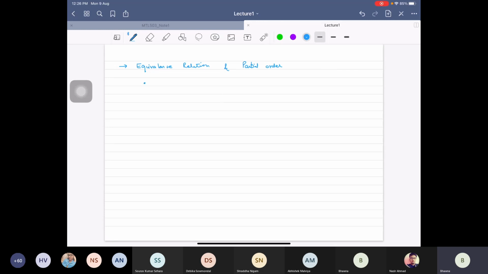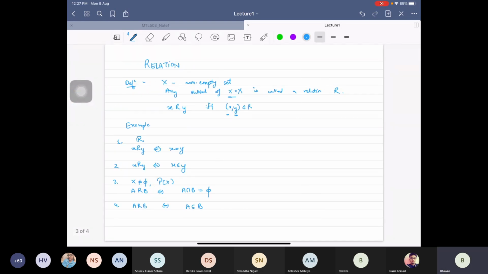That is, reflexivity. We say that a relation is reflexive if and only if every element is related to itself. So if x is related to x for all x in the particular set, then we say that this relation is reflexive. So let's quickly come to the examples.